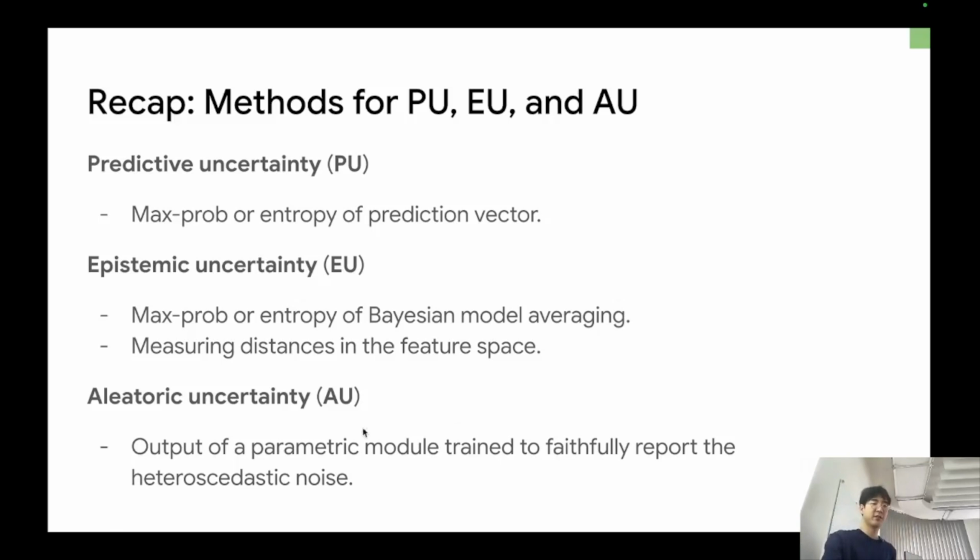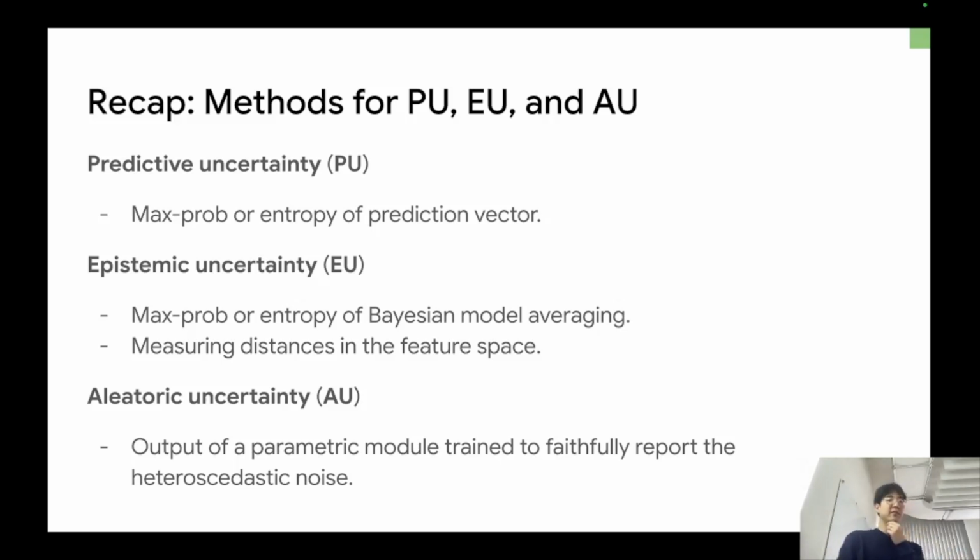So for example, for predictive uncertainty, we looked at max probability or entropy of the prediction vector, right? And then for epistemic uncertainty, we looked into Bayesian model averaging, maybe taking max prob or entropy after doing Bayesian model averaging, and take that as the epistemic uncertainty. Or we also looked into measuring distances in the feature space. Now for aleatoric uncertainty, we talked about making a parametric module which is supposed to also give you the variance, right? So it could be in the form of sigma of x, part of the network, or it could be in the form of different mu of x for different components in the mixture of Gaussians. And then putting a proper scoring rule.